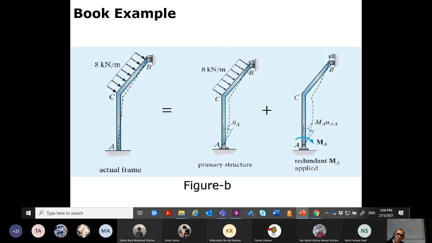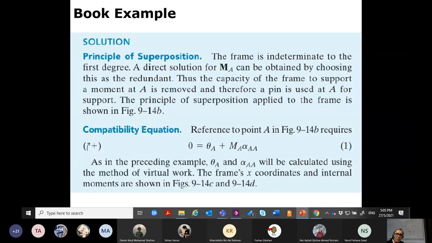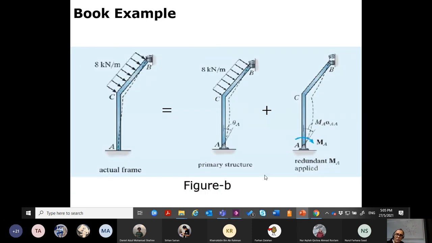This is basically a roller support, as you have seen, it can roll. So this now becomes a determinate structure. Again, as I said, with reference to point A, theta A, which is in the primary structure, plus MA into alpha AA. Alpha AA is due to the unit applied moment, which, instead of the load, we will apply. So we can get the flexibility over here. This angle plus this angle is zero, so that will resolve the compatibility, which is the fixed support condition.